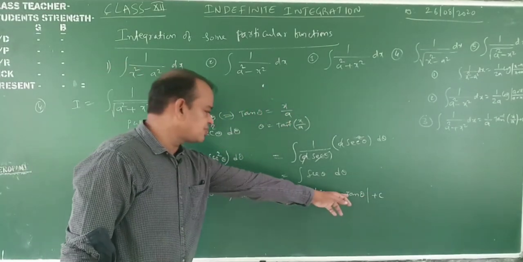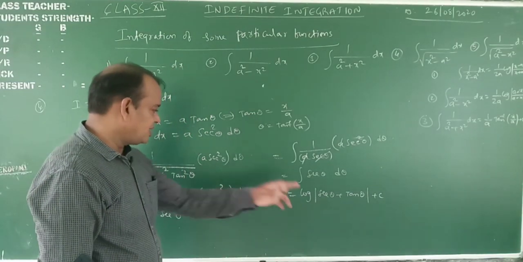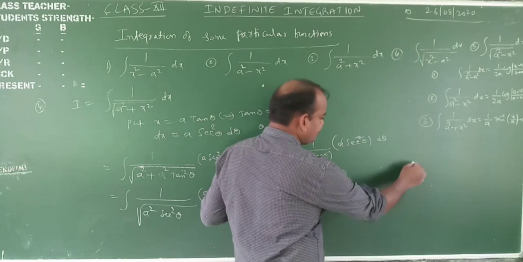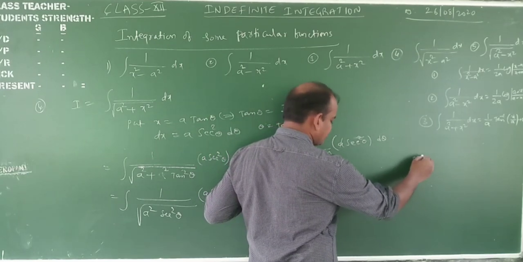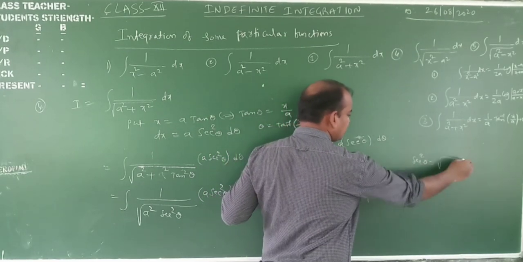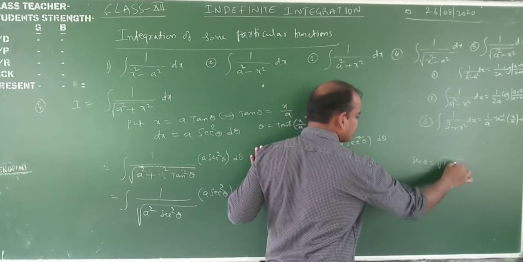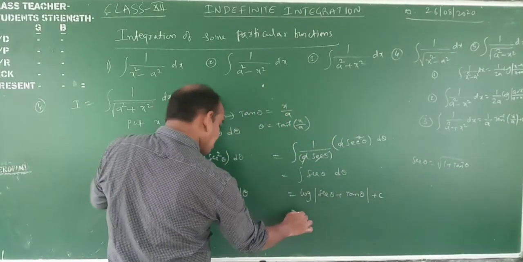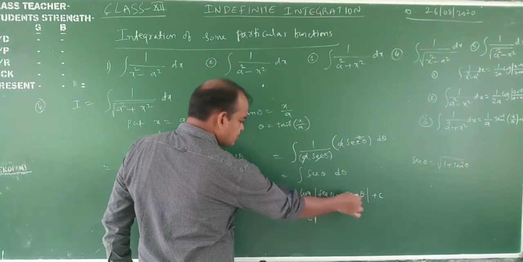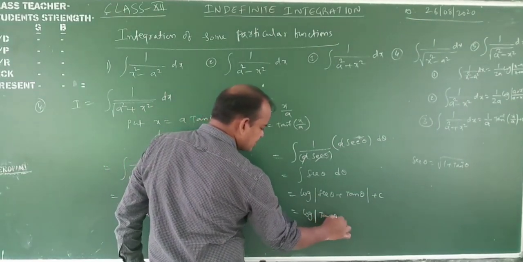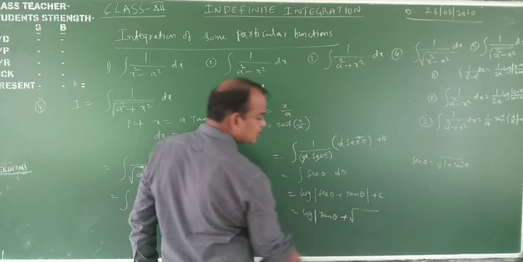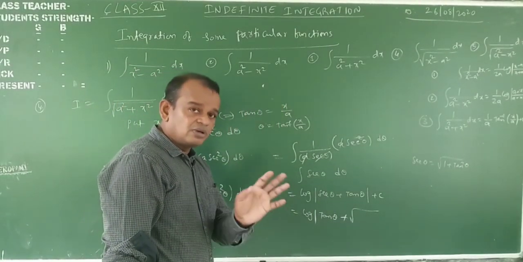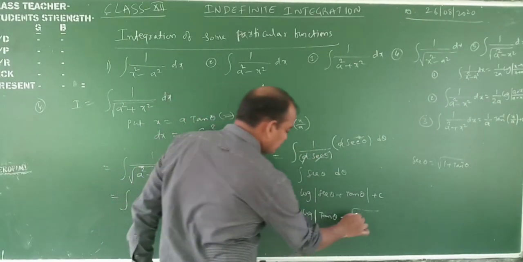You know the value of tan theta. Tan theta means x by a. But here we have to find secant theta. Suppose there is a relation between them. We know that secant square theta minus tan square theta equals 1, so secant theta is equal to root over 1 plus tan square theta. Agree? Log mod, first you write tan theta plus secant theta.